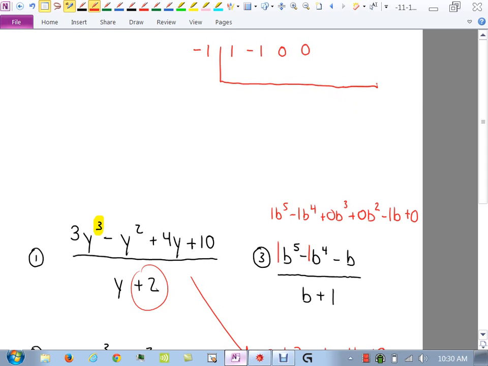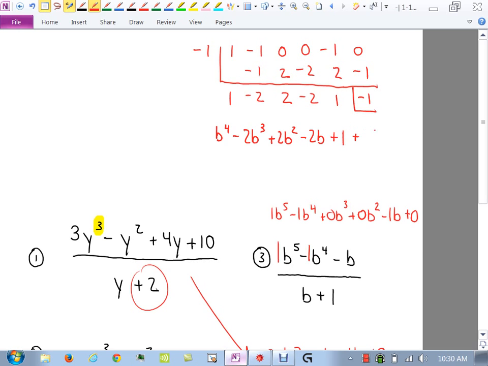See, we're all human. So -1, 0. So let me try this again. 1, -1, -2, 2, 2, -2, -2, 2. That's 1, -1. Our remainder is -1. Now we'll start 1b to the 4th minus 2b cubed plus 2b squared minus 2b plus 1, and then our remainder over our divisor. Okay. Sorry about that.